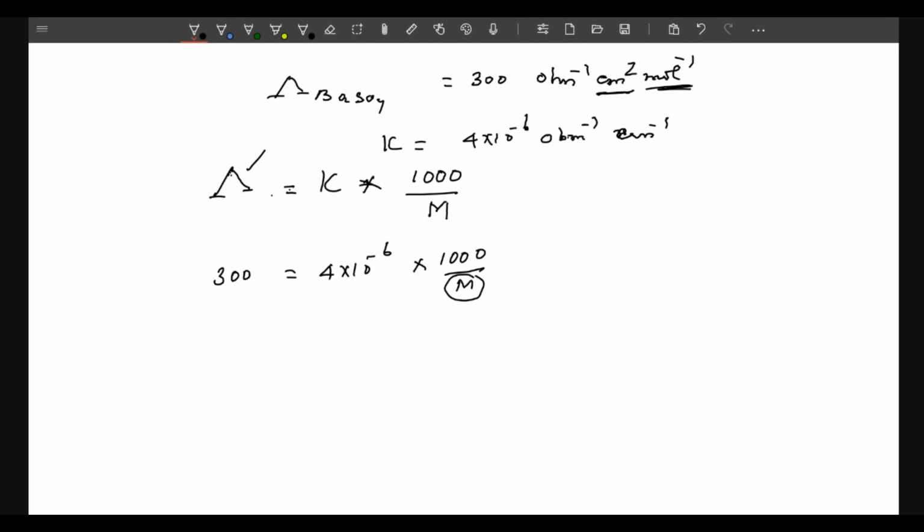Okay, the molarity can be easily calculated. Calculate the molarity. What is the molarity of the solution? 4 into 10 power minus 6 into 10 power 3 by 3 into 10 power 2. What is the value? Anybody?